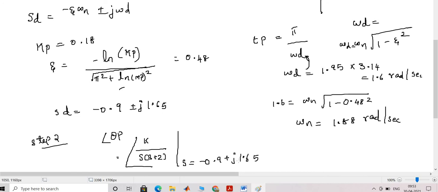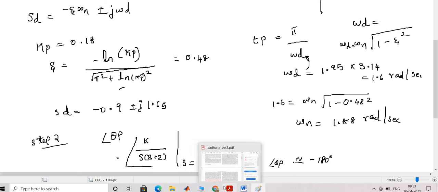So when you apply this in the equation, you will get the value of the angle theta p approximately equal to minus 180 degrees. So here you can see that the dominant poles are lying on the root locus, and since the dominant poles are lying on the root locus, the transient specifications are satisfied.